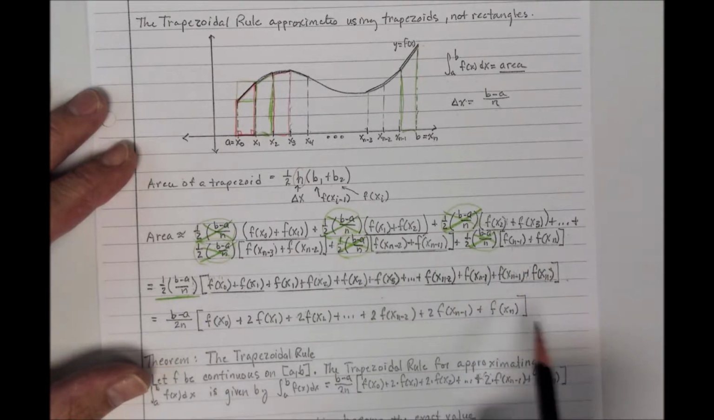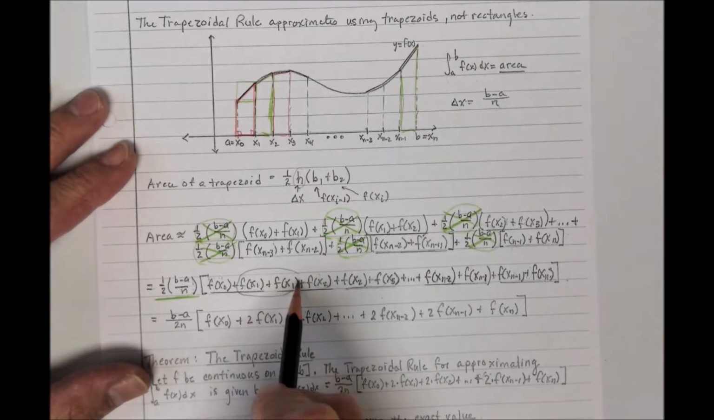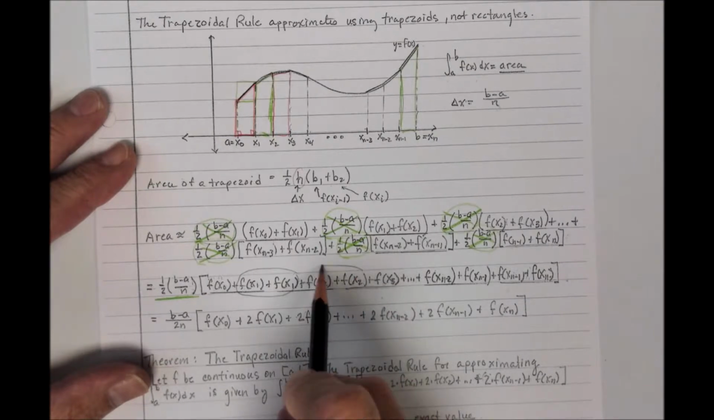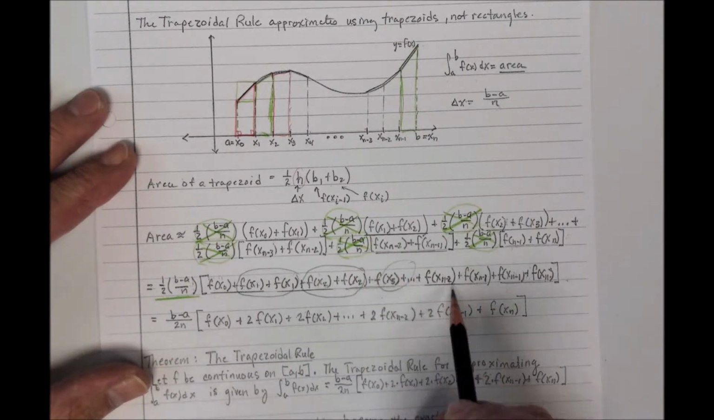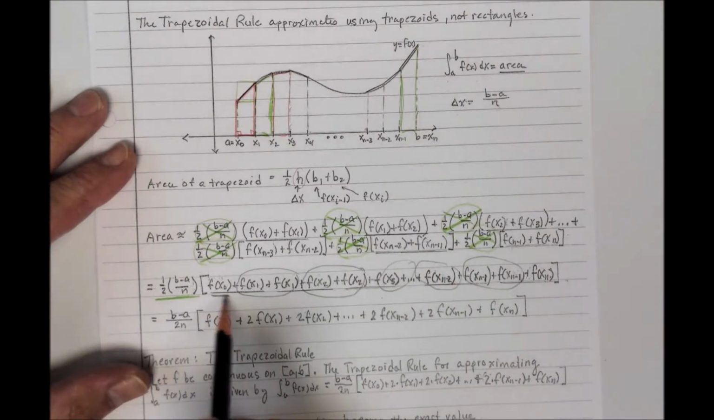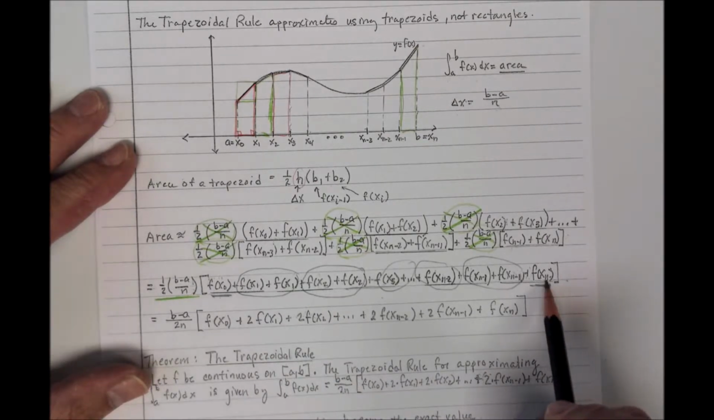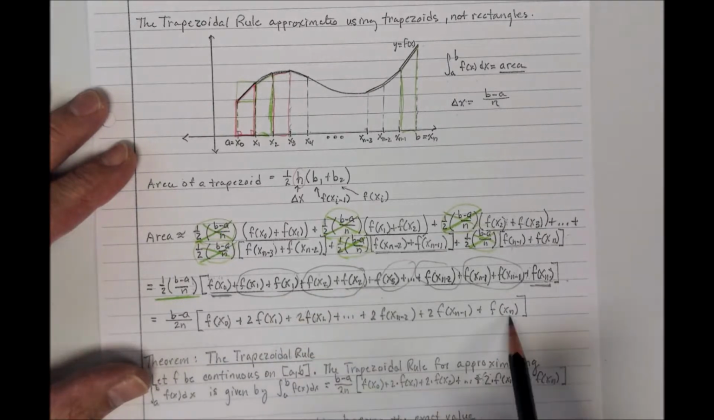And what I notice here is another pattern. I have two of these. I have two of these. I'm going to have two of these if I had the next one. I'm going to continue having two of these, except I only have one of these at A and at B. So one of those, but I have two of these, all the way up to two of these, and one of these.